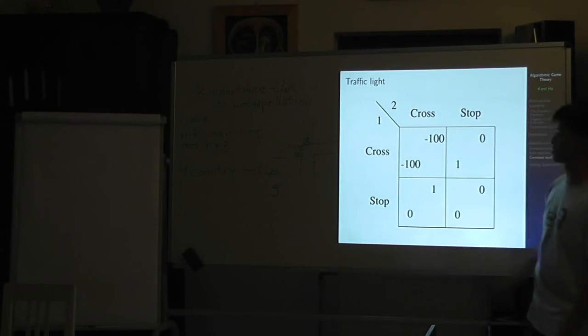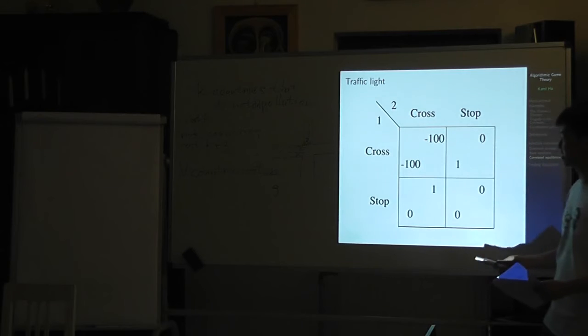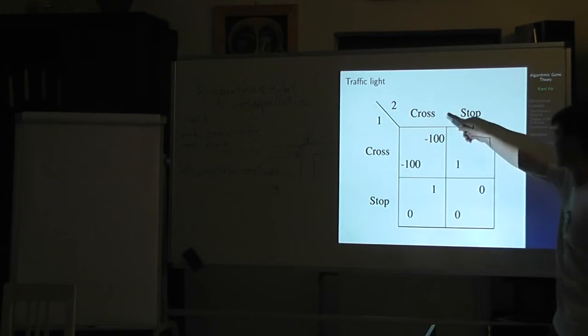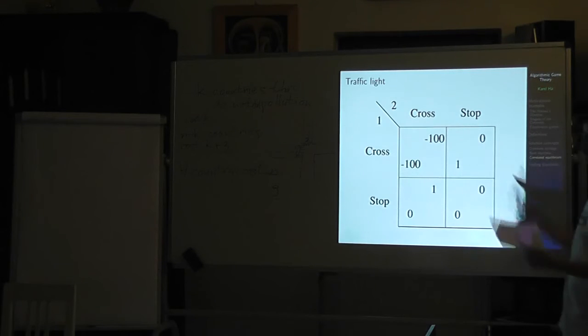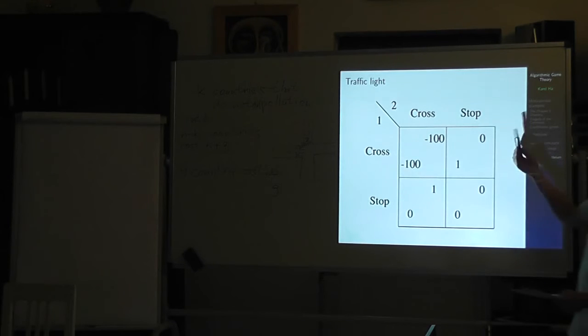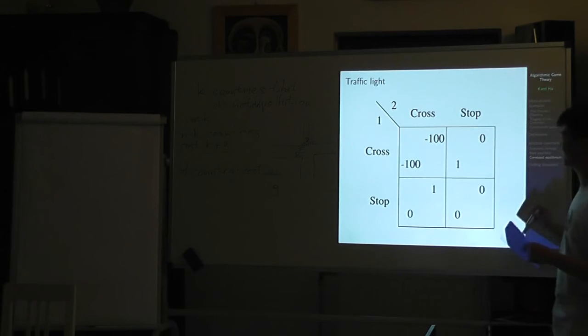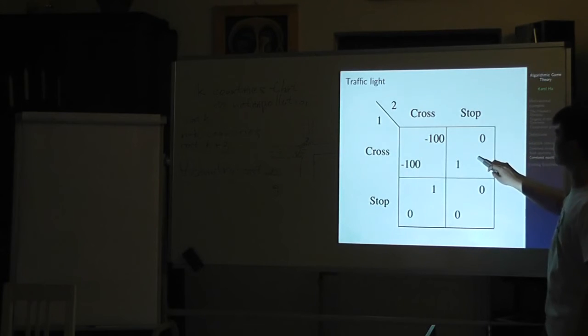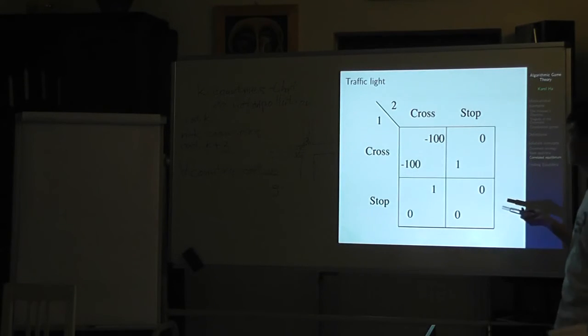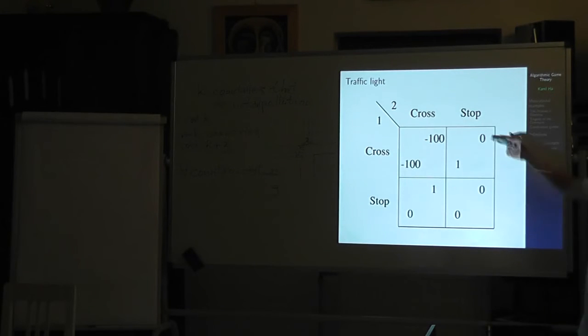But if we are brave enough to cross the road at the same time, then we would lose a lot of points because we would both die in the car. So we would lose, for instance, 100 points. So this game shows that there are Nash equilibria. For example, if the first player crosses and the second player stops, then it's okay, right? But it is quite unfair for the second player, of course, because he would get zero and the first one would cross.